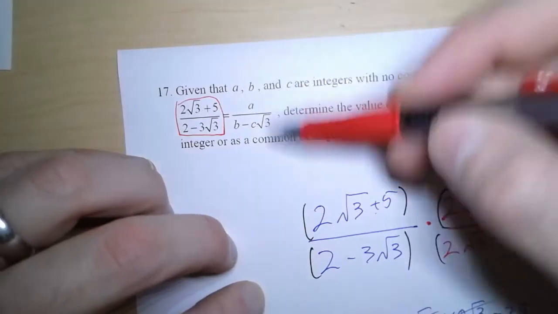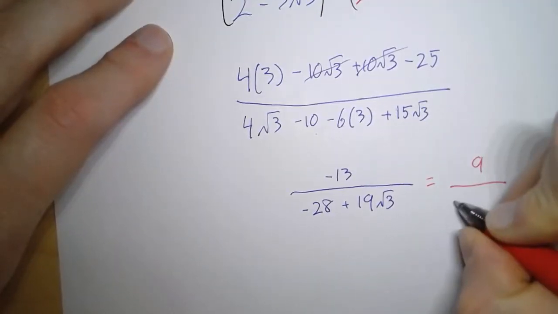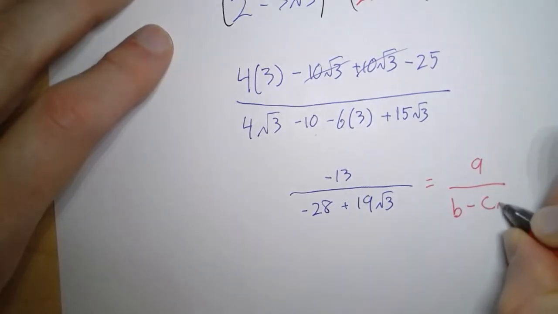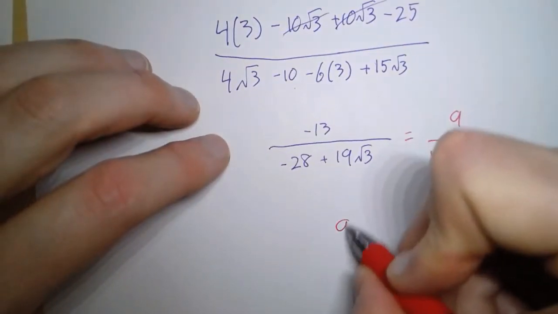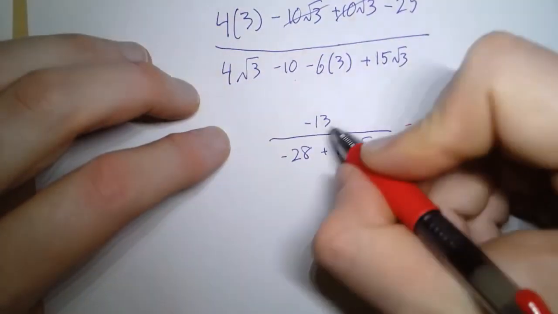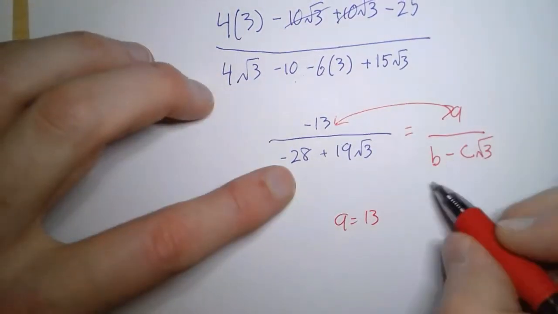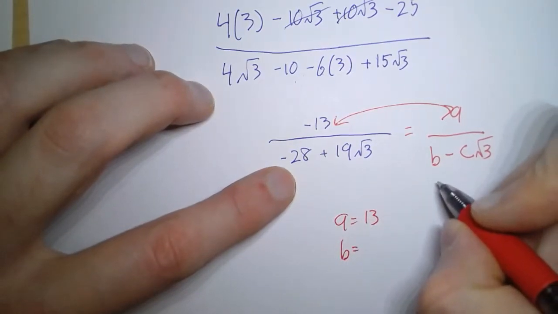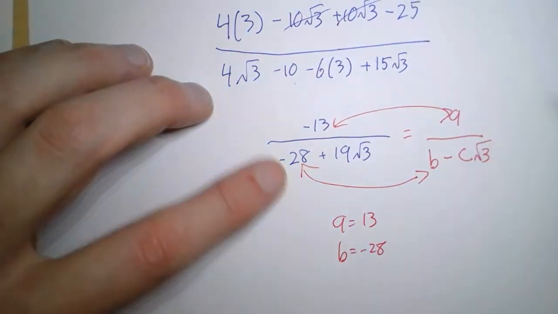Now up at the top, what does it say it's equal to? It says it's equal to A over B minus C radical 3. Well, let's see. What's A? Well, A has to be 13. That's the one number on top. What does B have to be? B has to be the number without the radical. So B has to be negative 28.